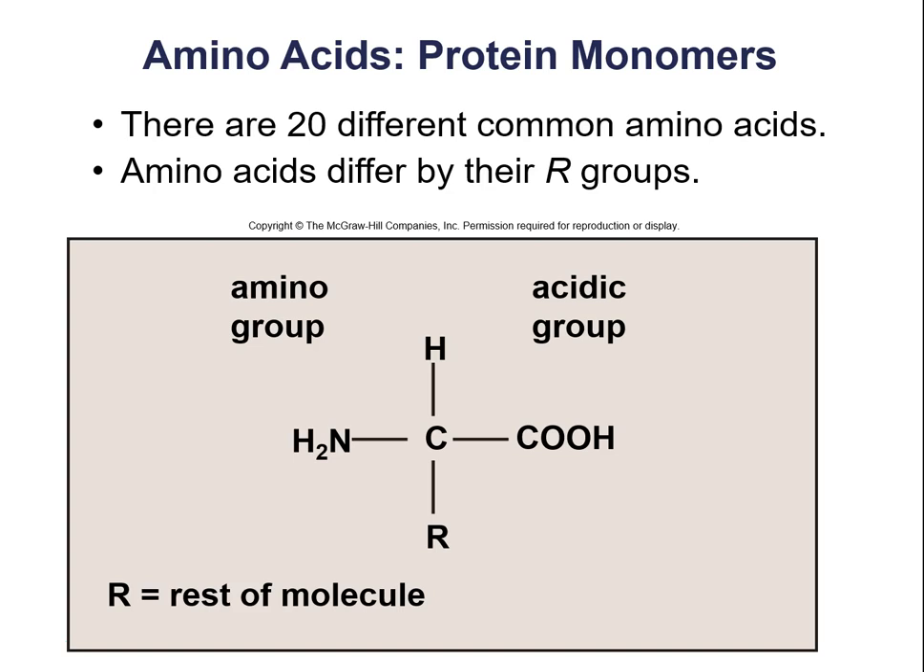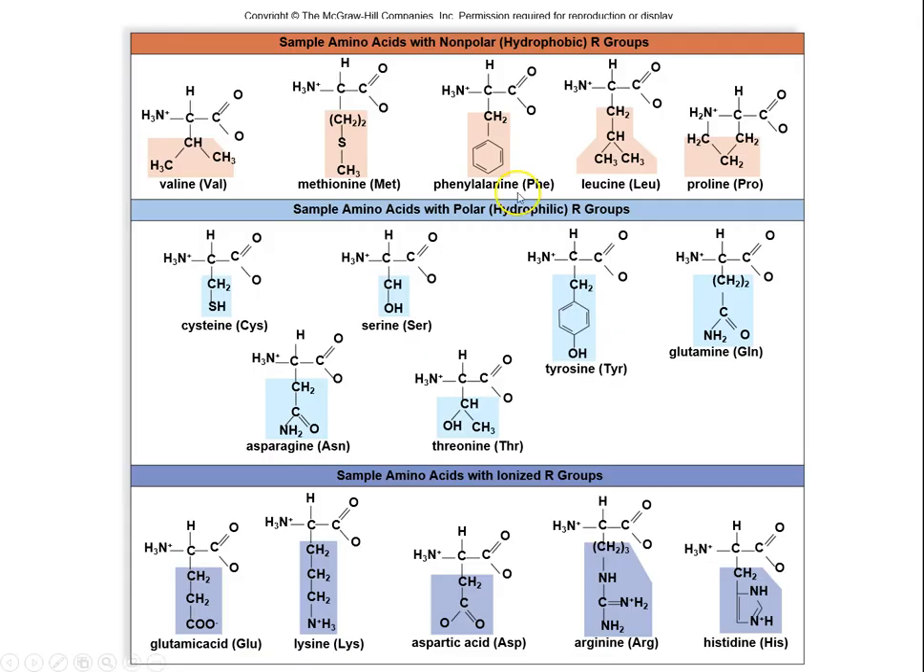But if you talk about an amino acid just in general, this is basically showing you something that's common between all amino acids, and then this R group is the rest of the molecule, meaning this R group will be different depending on which amino acid you're talking about. And here's some examples. We can divide them up here into hydrophobic, hydrophilic, and ionized, or acids here. So you should know one example from each one of these groups.